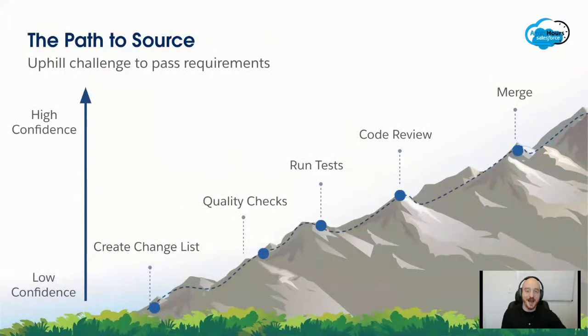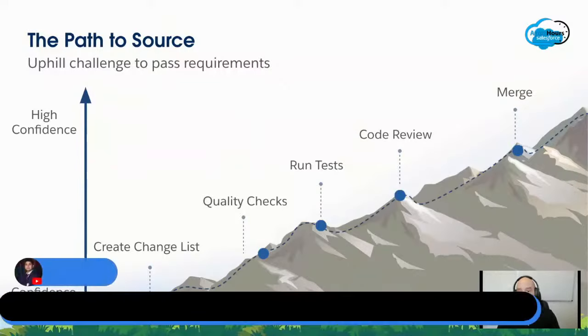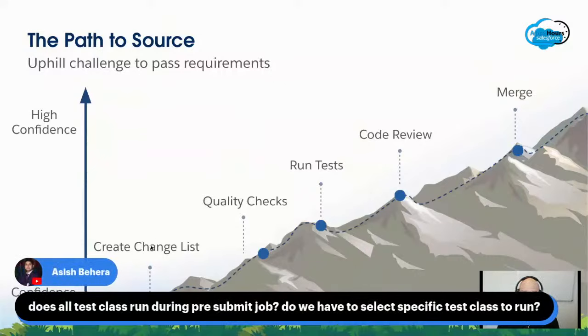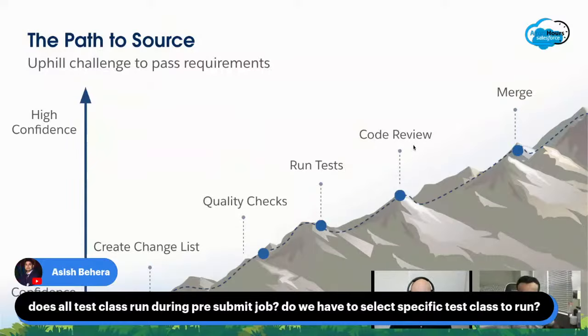Okay, so the path to source is an uphill challenge, with all of the necessary requirements. What we're going to be talking about now are a lot of the things that happen during the pre-submit time. As a change list or CL is created, we're going to run some code quality checks automatically. Then we'll do that validate only deploy and run all tests. Then and only then will we perform code review.